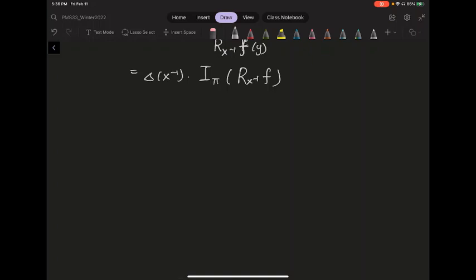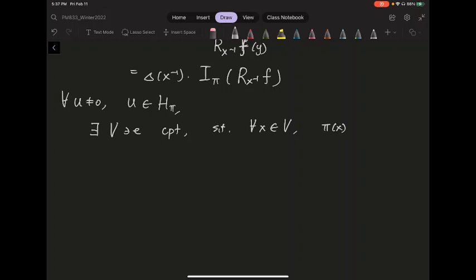All right, and if we want to show it's non-degenerate, let's say u is not equal to 0, so u is some vector inside H pi. By the continuity of pi, because I know pi evaluated at the identity is equal to the identity, there exists some V containing E, a compact neighborhood, so that for every x inside this V, I have pi of x close to the identity. So pi of x times u minus u is not going to be too close to 0. It's strictly less than the length of u.